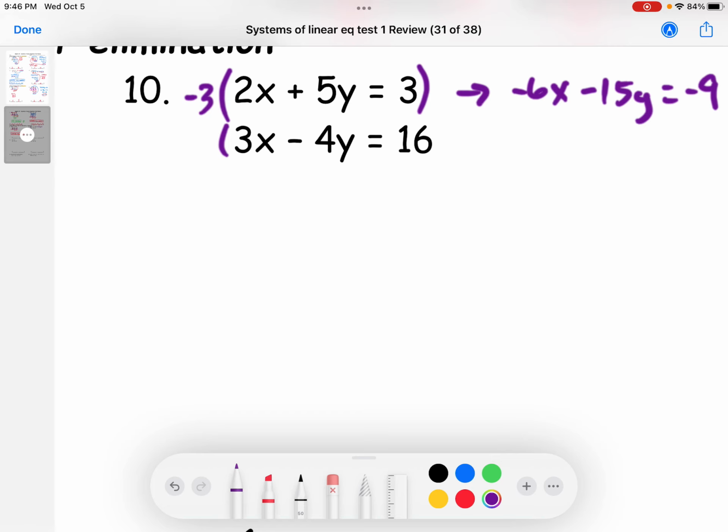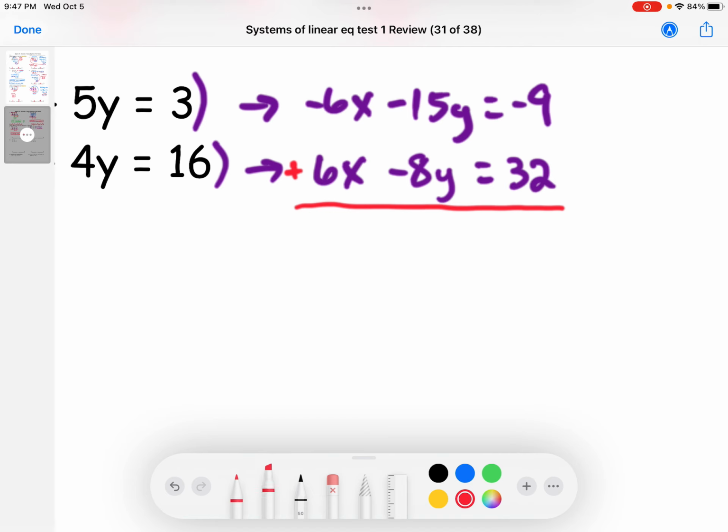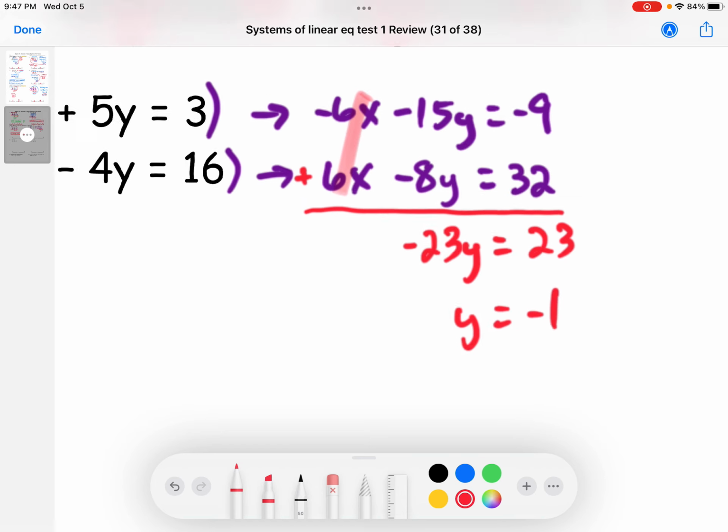And if I do the bottom one times 2, that'll make it positive 6x minus 8y, and that'll be 32 on the other side. Okay, so this time I modified both of my equations. And now I can do some elimination. Get rid of those x's. Negative 15 and negative 8, that will be negative 23y. Negative 9 and 32 would give me positive 23. That means y is going to be negative 1.